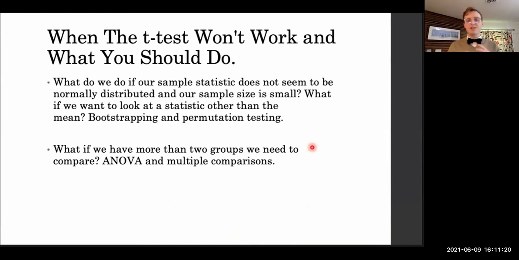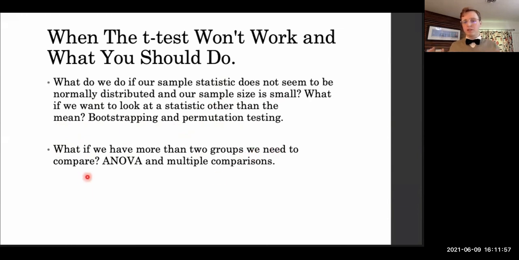Now, t-tests are great, but they cannot do everything. So what do we do if our sample statistic is not normally distributed, or our sample size is small? And what if we want to look at a statistic other than the mean, because the t-test works specifically with means? Well, in these situations, we need bootstrapping and permutation testing. So if you're interested in knowing how to deal with these situations, I would suggest that you go to that breakout room later.